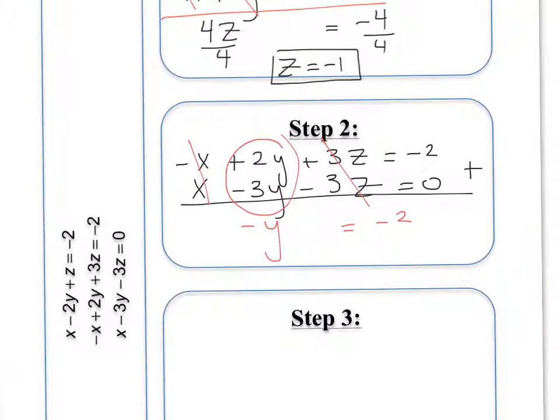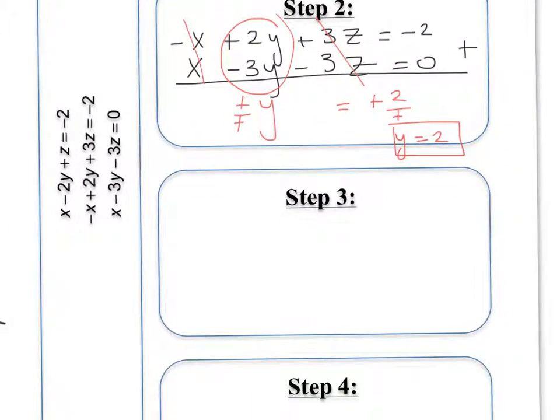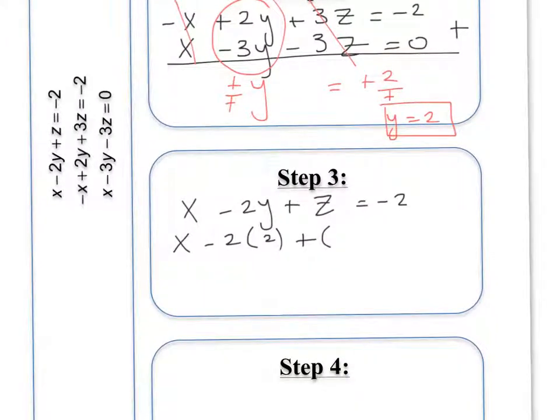I need y, I don't need negative y, so divide by a negative. A negative and a negative will become positive. So y is equal to 2. I just found my second variable y. Now take any of the original equations. I'm going to take the first original equation, and I'm going to plug in the values for y and z. So I just found y to be 2. I'm going to plug it in. And I just found z to be negative 1. I'm going to also plug it in.